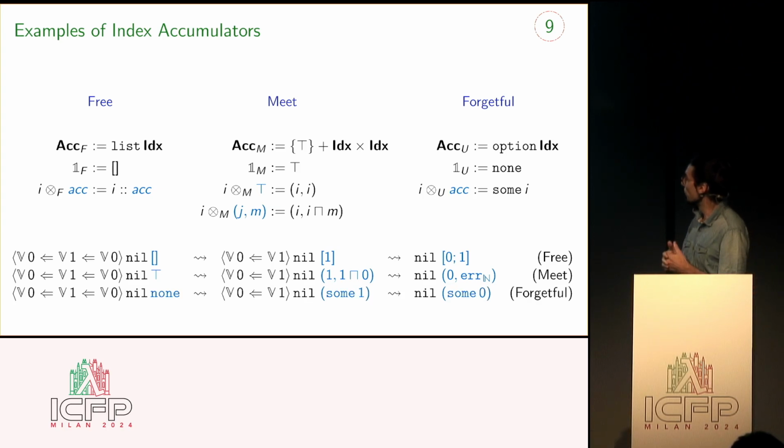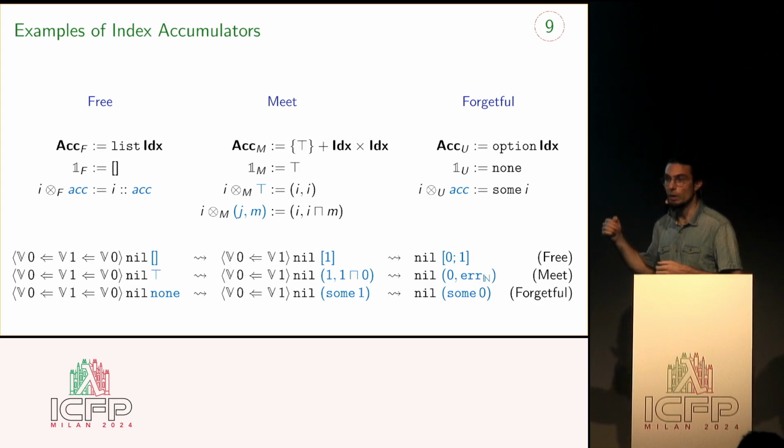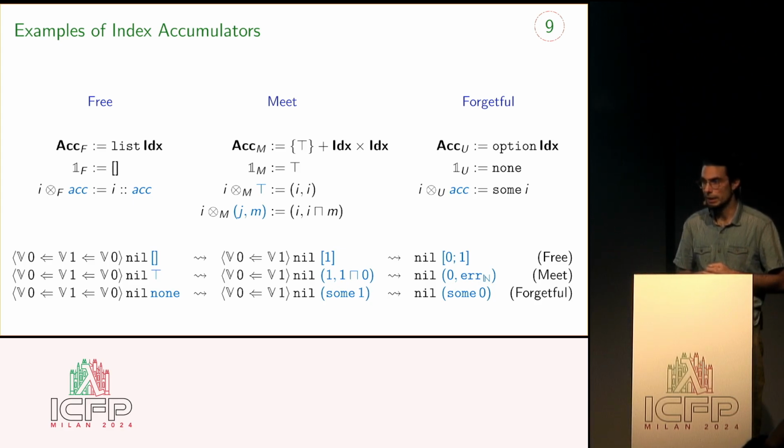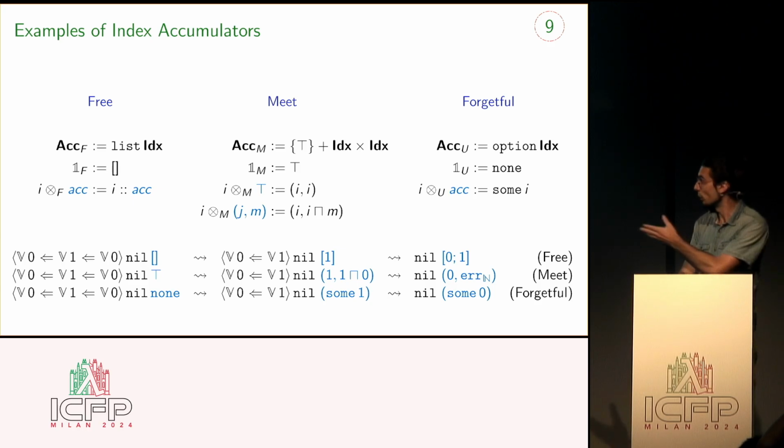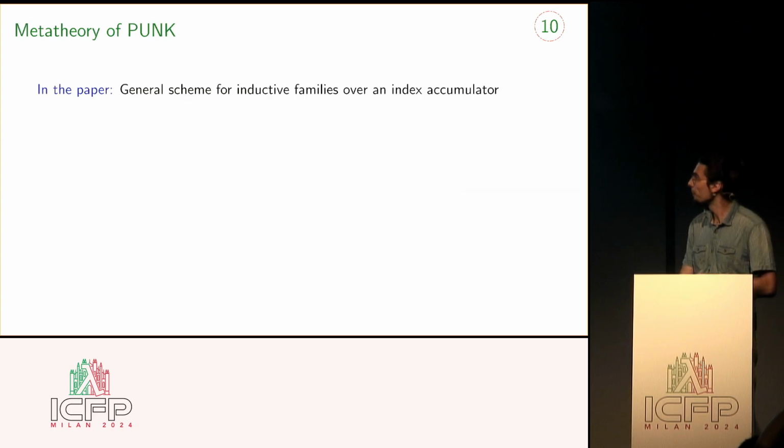Finally, with the forgetful representation, we start with a dummy accumulator and then only keep the last index that we have. So first, we get the index 1 and then index 0. And so we forget the index 1 at the end of the reduction.